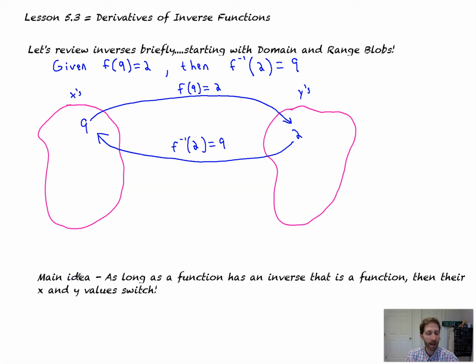So again, the main idea: as long as a function has an inverse that is a function, so as long as f inverse is a function too, then their x and y values will switch. Technically it doesn't even have to be a function, but let's not dive into that. I'm just going to keep it at that. So x and y switch. That's the main idea. All right, let's keep going.